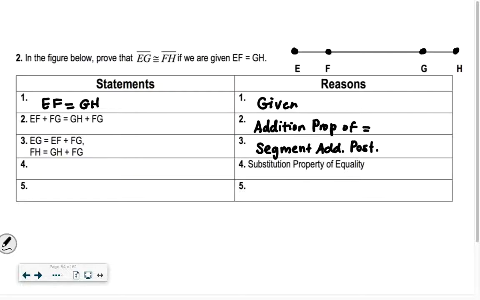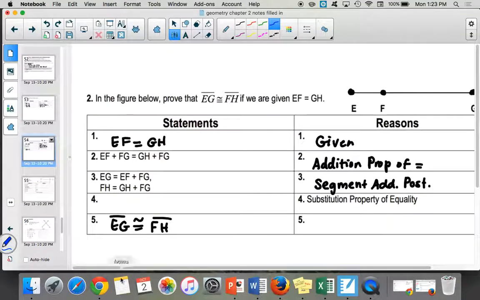Well, let's look to see where we're trying to go. We know the last step of this proof because we're trying to prove that EG is congruent to FH. So sometimes if we think a little bit backwards, that helps. So what do we need to get before we can say that objects are congruent to each other? Any guesses? Sophia, what do you think? So like in number 2, how it says that EF plus FG equals GH plus FG. If you substitute those, you can substitute EG and FH.